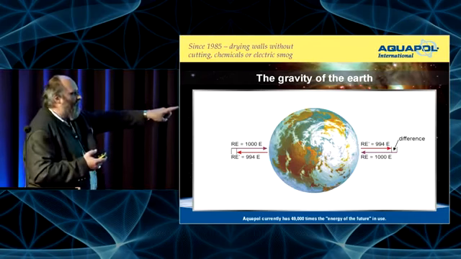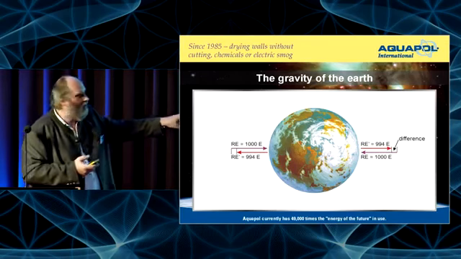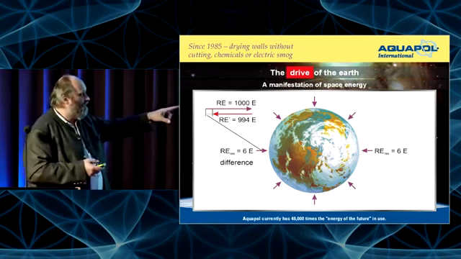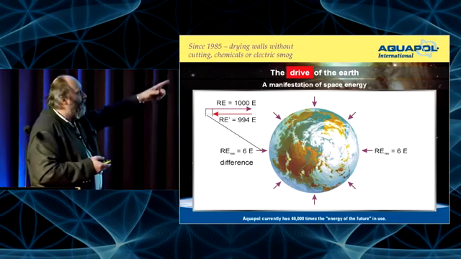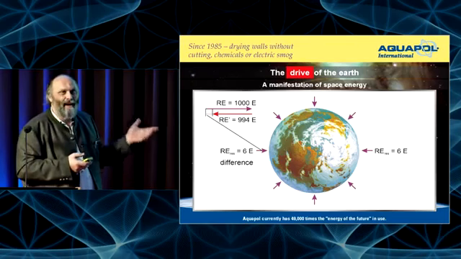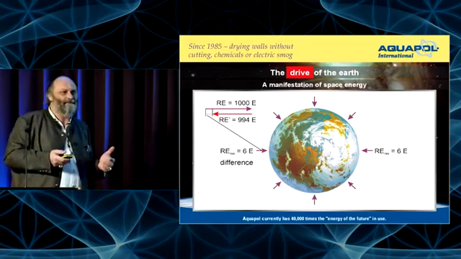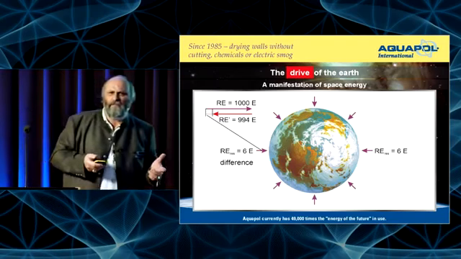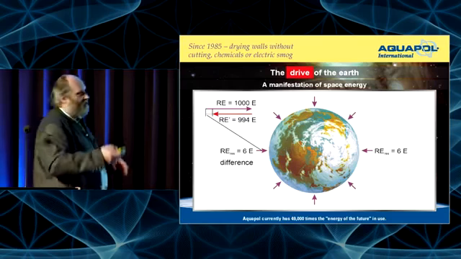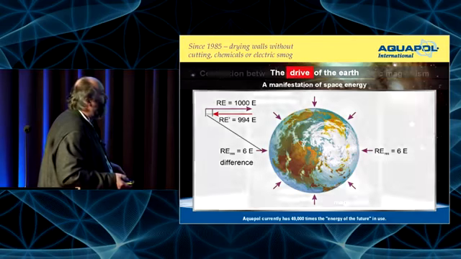So now there is missing this difference, these 6 energy units. And this difference is the gravity. It's the drive of the Earth, right? It's the pressure. So this is a part of a manifestation of space energy. You know that? You have heard about this theory? I think so, huh? Some of you. Exactly, yeah, for instance.